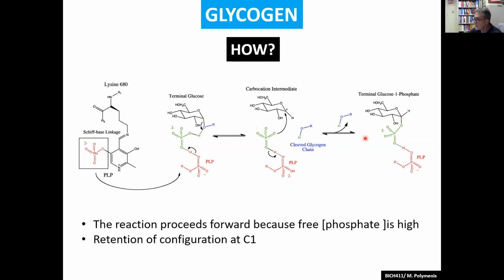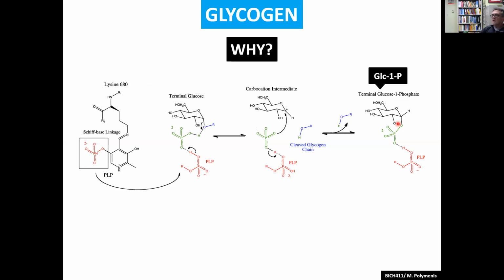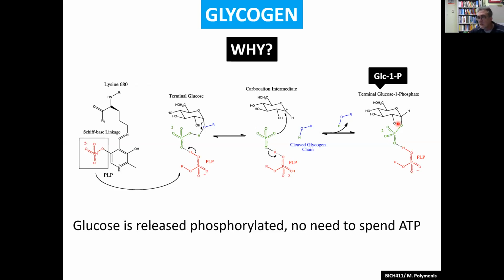So because what you get is glucose 1-phosphate. If you want to use it in glycolysis, you have to move the phosphate to the 6th position. Otherwise, it's unusable. And so this glucose 1-phosphate is released phosphorylated, so you don't need to spend any ATP to activate, but you still have to work on it and put it on the 6th position.